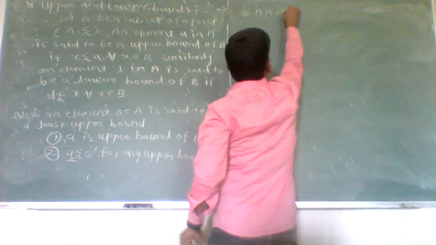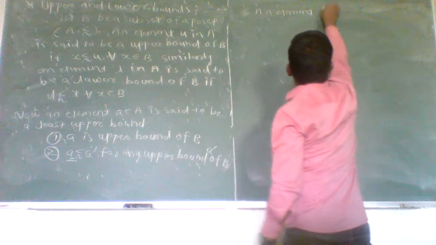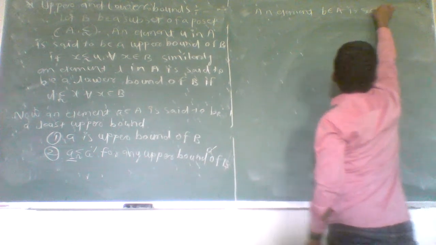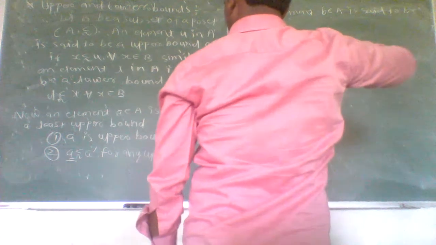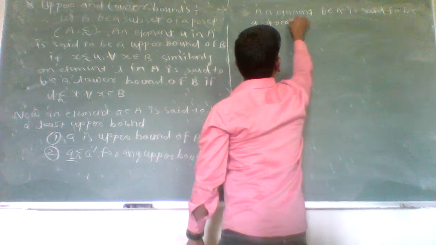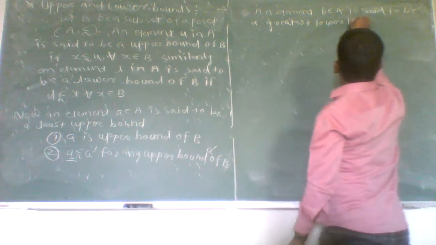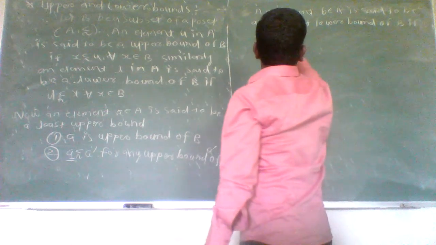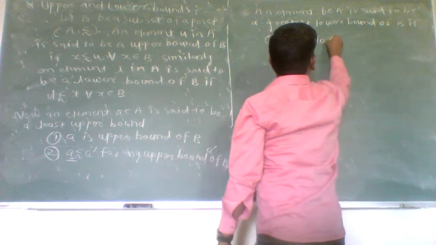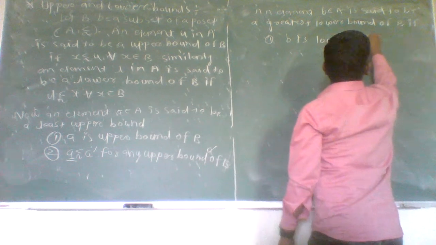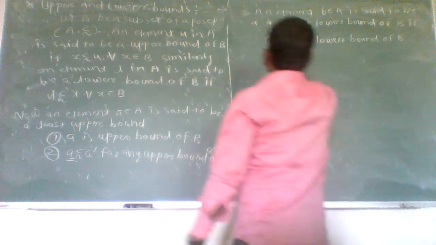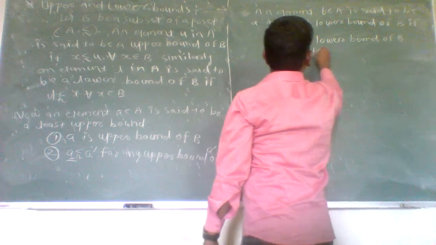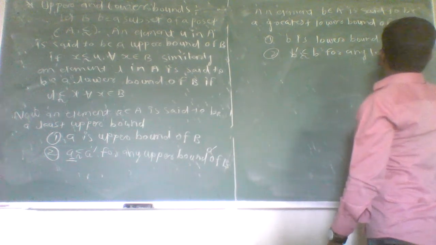Now, similarly, an element B belonging to A is said to be a greatest lower bound of B if, first, B is a lower bound of B, and second, B dash precedes this B for any lower bound B dash of B.